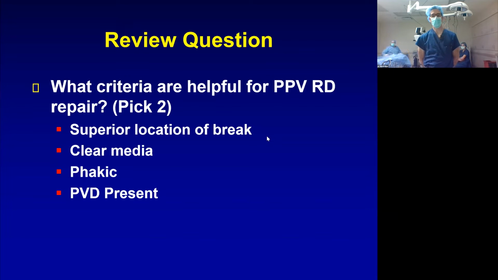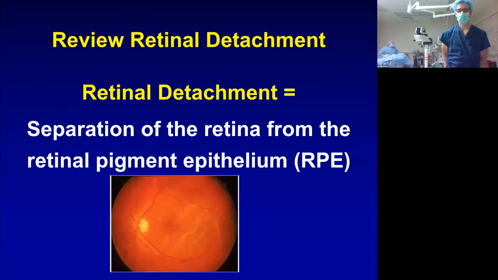What criteria are helpful for vitrectomy RD repair? Pick two, pick your favorite two. For the repair to be successful: a superior location of the break, clear media, phakic, or the presence of a PVD, a posterior vitreous detachment. What two of those four would you most like to see as the surgeon going into the case? Okay, very good. Let's go back to the slide.